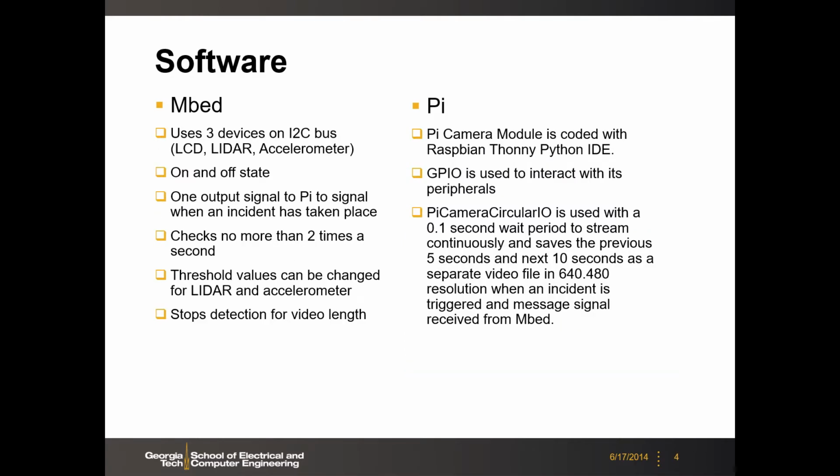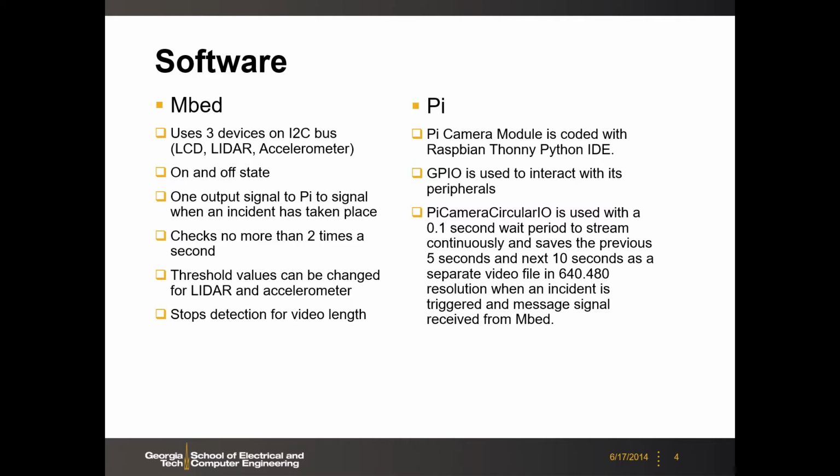The Mbed and Pi software are split up into two components. The Mbed is mostly used to process all of the data, and the Pi is used as a slave device. The Mbed uses 3 devices on the I2C bus: the LCD, LiDAR, and accelerometer. It also keeps track of the on and off state. One output signal goes to the Pi to signal when an incident has taken place and when to start recording video.